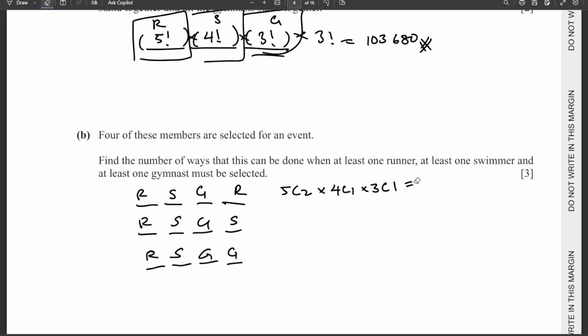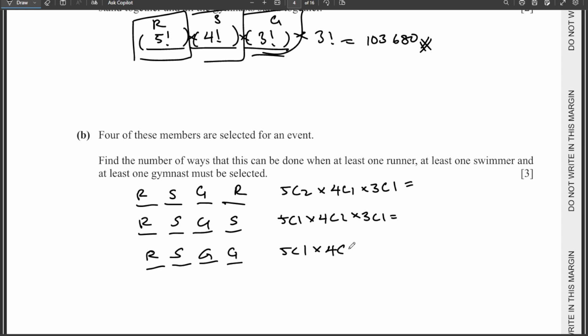I'll leave that for now and calculate it later. Second case, you have 1 runner, so out of 5 runners you choose 1, out of 4 swimmers you choose 2, and out of 3 gymnasts you choose 1. Lastly, 5 runners you choose 1, 4 swimmers you choose 1, 3 gymnasts you choose 2. So we can do the calculation. All these 3 cases we just need to add up. So the total is 270. You should be able to get 270.